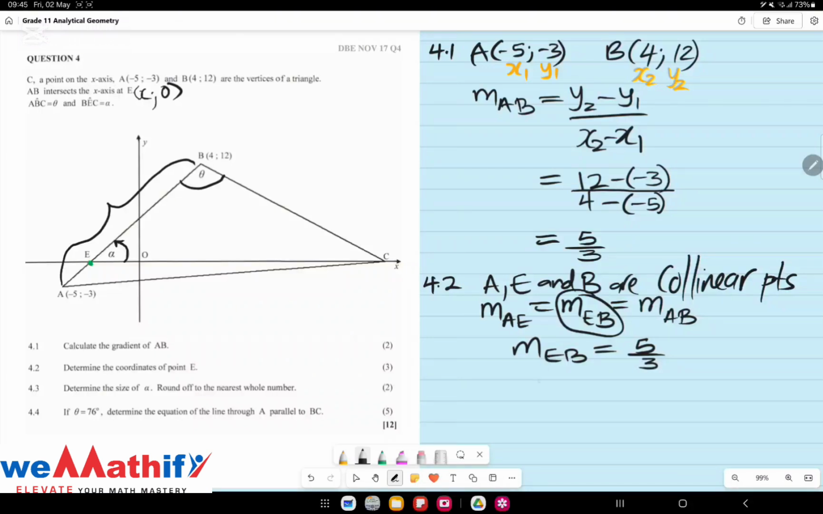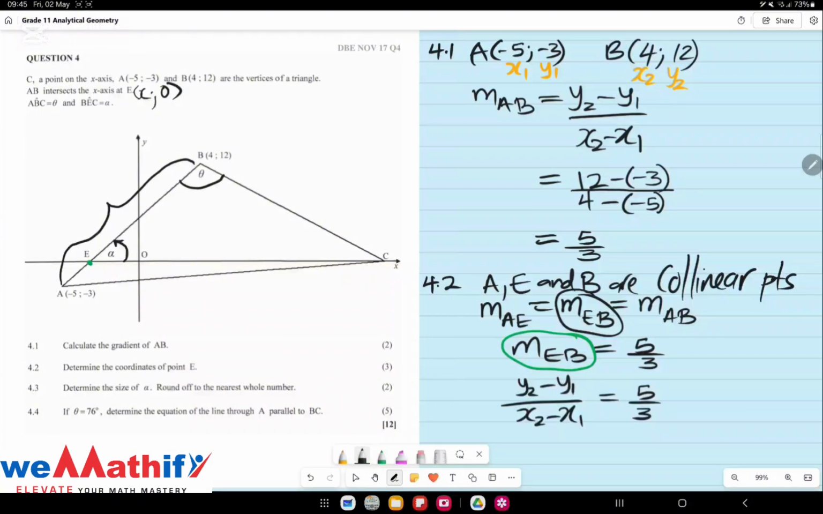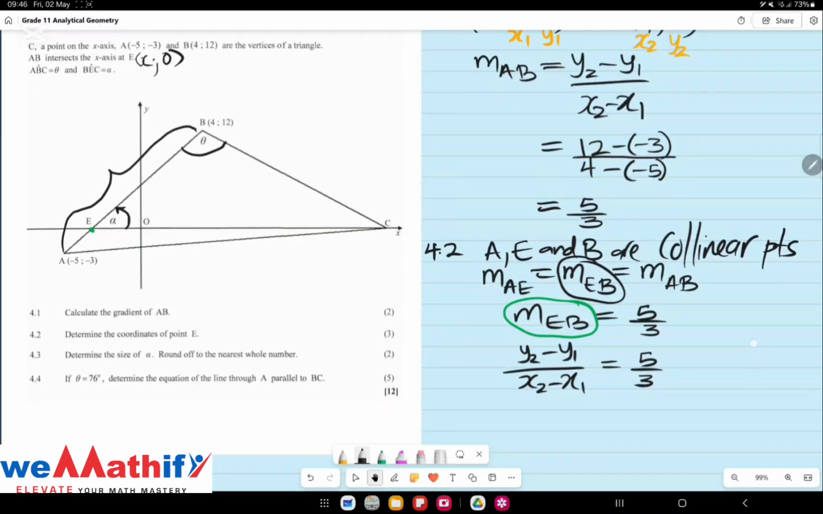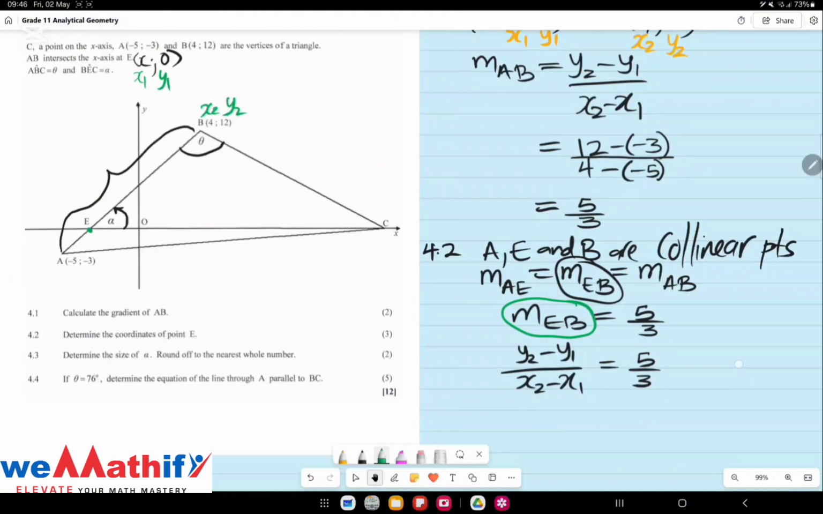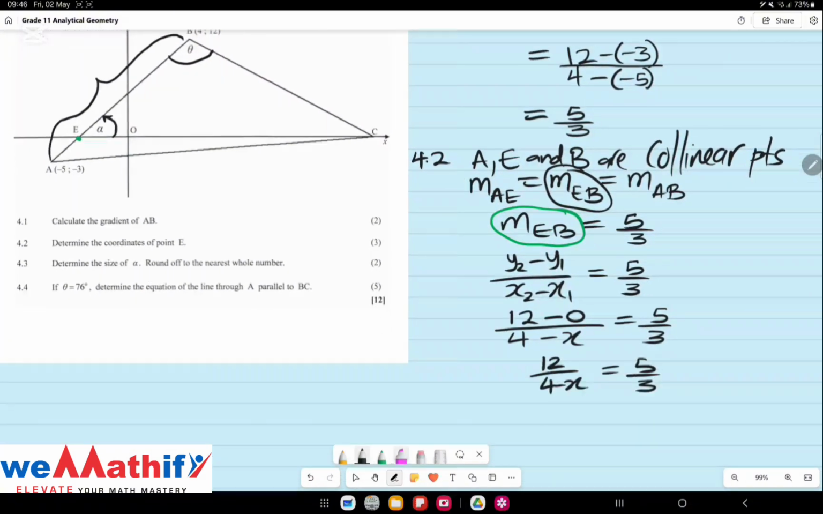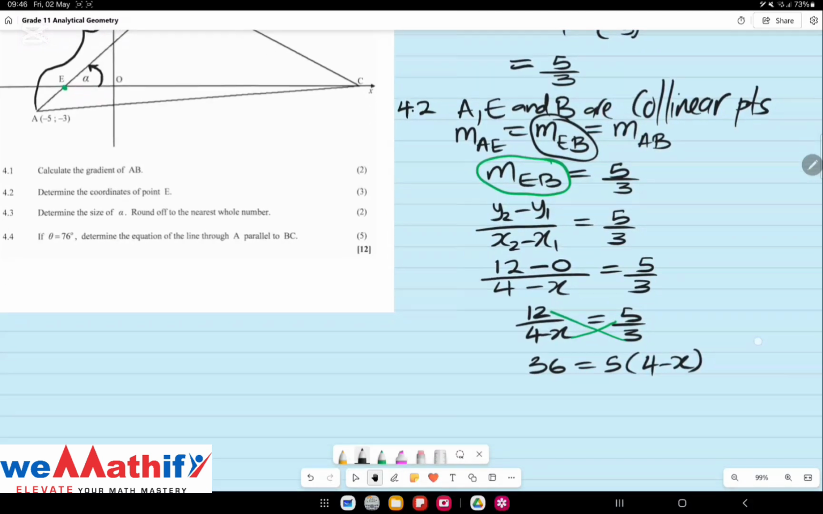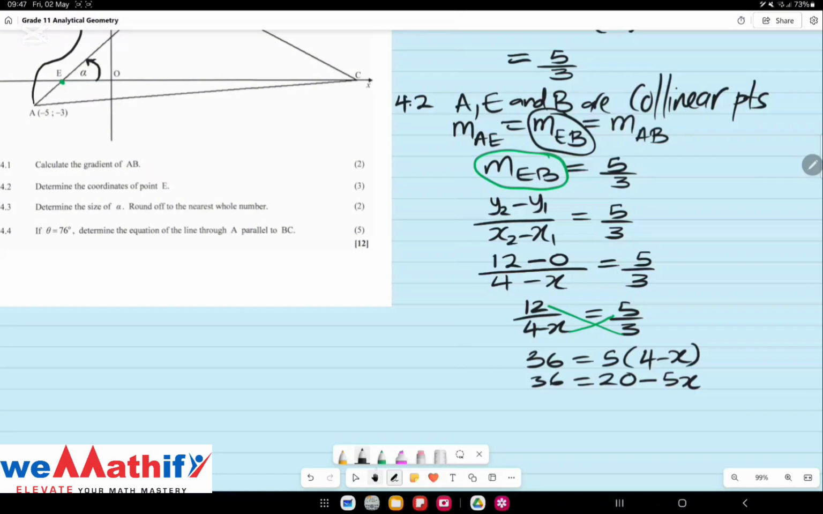And then if we unpack the left-hand side and write it out, now let's label the point B as x2, y2 and the point E as x1, y1 and substitute. Now let's solve for x by cross multiplying. 4 minus x is a binomial, so we have to put it in brackets. Now let's distribute the bracket and isolate x. Now the question is clear. We're supposed to find the coordinates of E. We must conclude.